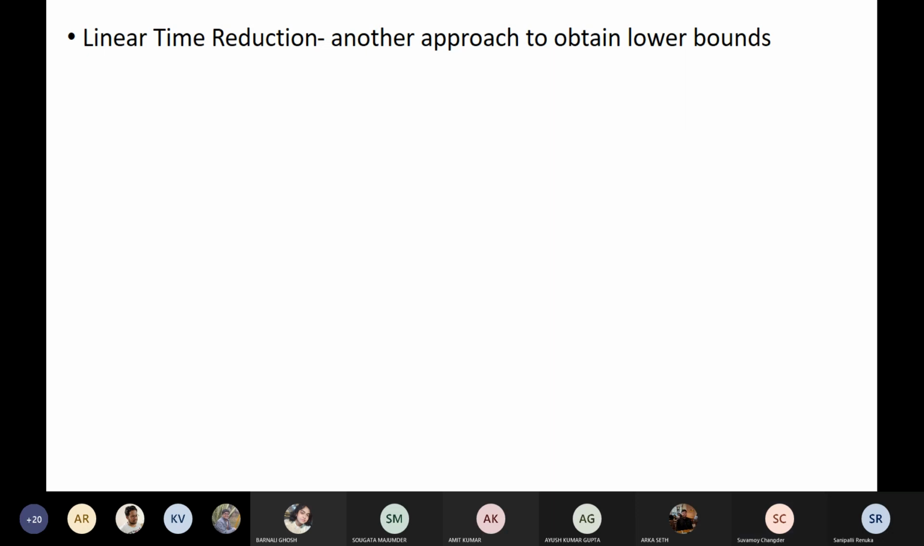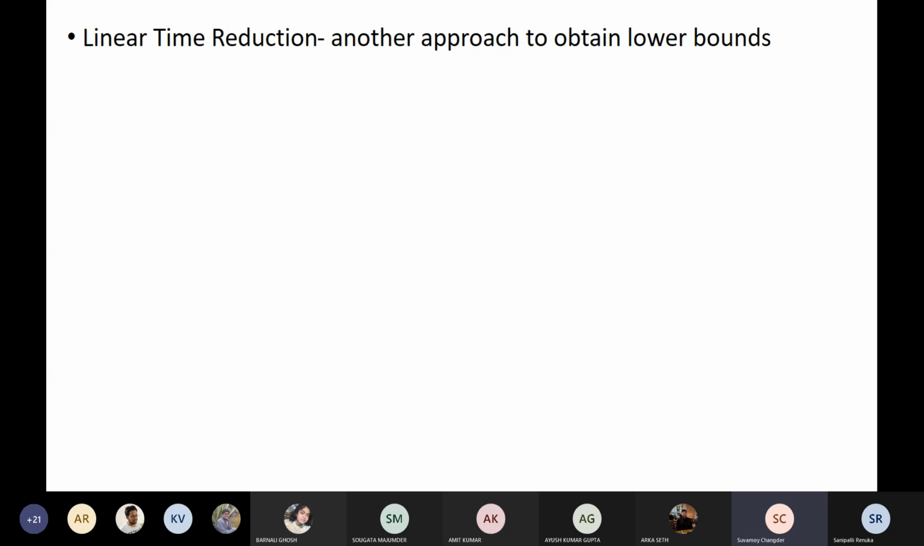So last day we discussed finding lower bounds of some algorithms. I hope you can remember all the techniques that we had used. Today we'll discuss another approach to find the lower bound for some kinds of algorithms.